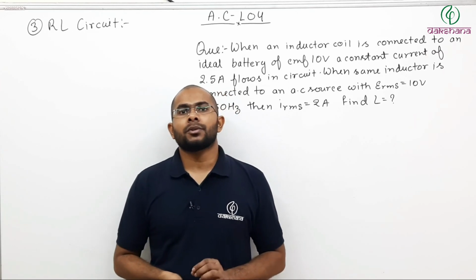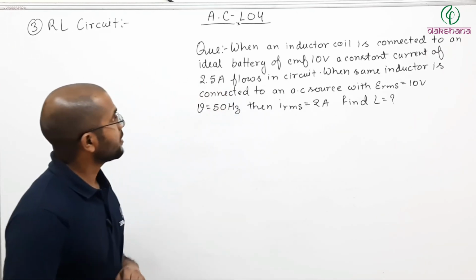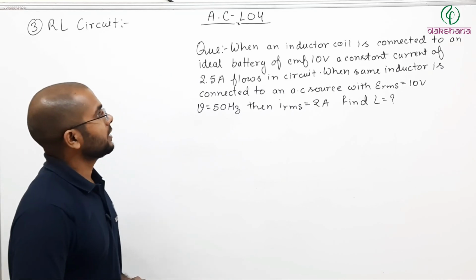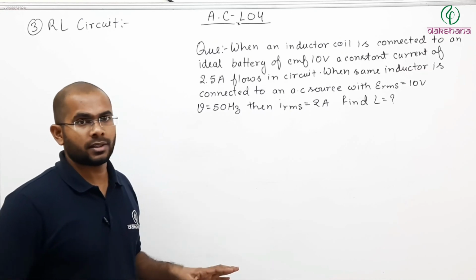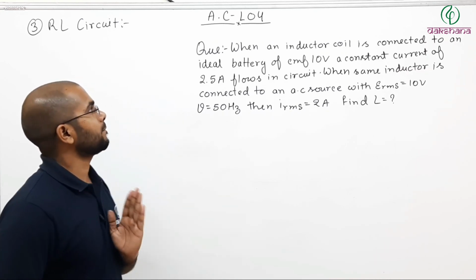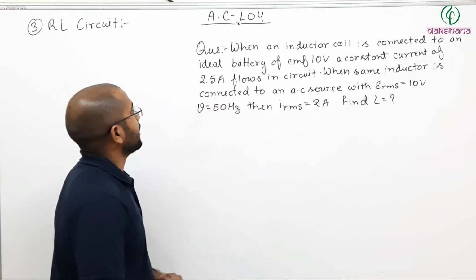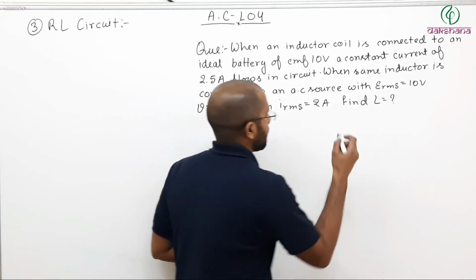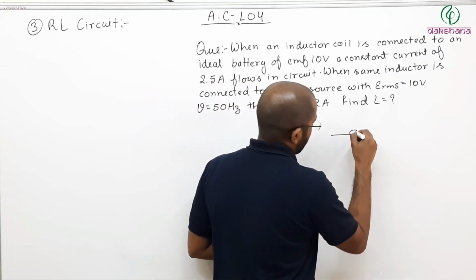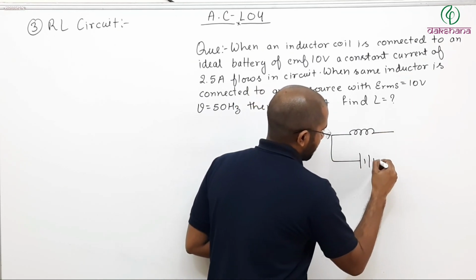Let us solve another question based on your RL circuit. So here the question is given: when an inductor coil is connected to an ideal battery, here we are not connecting to an AC source, we are connecting to an ideal battery of EMF 10 volt, a constant current of 2.5 ampere flows in the circuit. Now, let us suppose that this is an inductor and I connect it to an ideal battery like this.